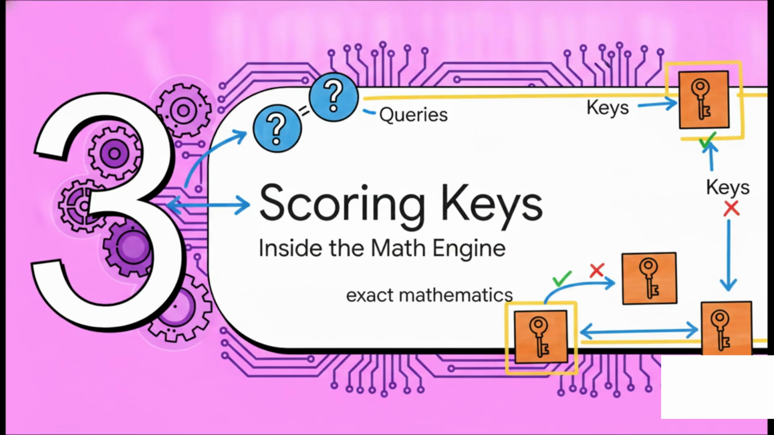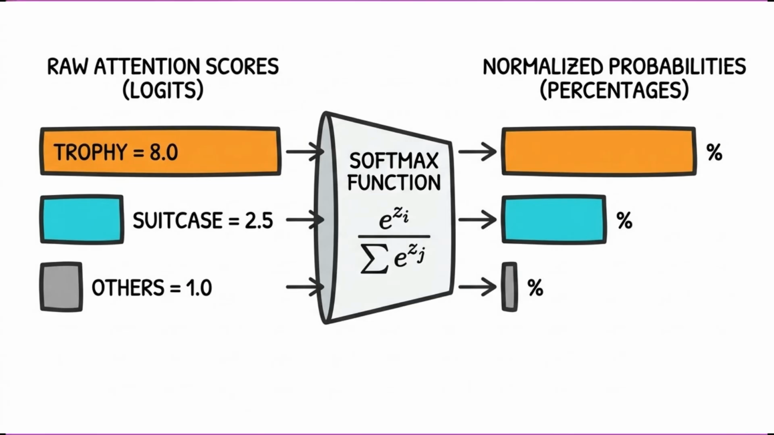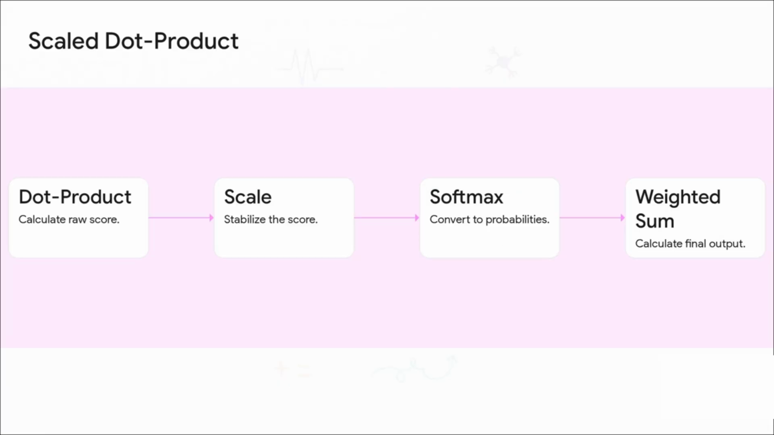Moving on to section 3, the math. Scoring keys inside the scaled dot product engine. Okay, let's look inside the actual computational engine. There are 4 systematic steps that control how all these vectors interact. Step 1, the dot product, which gives us a score. Step 2, we scale that score to stabilize it. Step 3, we apply a softmax function to get probabilities. And step 4, we do a weighted sum for our final output.